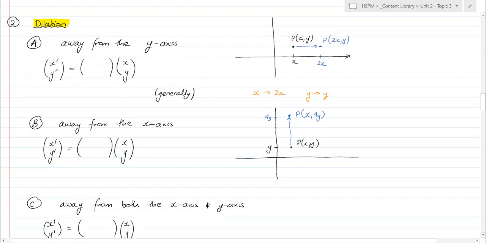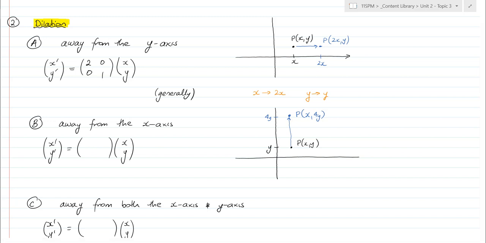If we're dilating away from the y-axis first, so a point x comma y goes to a point 2x comma y, what matrix will we multiply by to get from P to P'? 2010. No, 2001. Excellent.